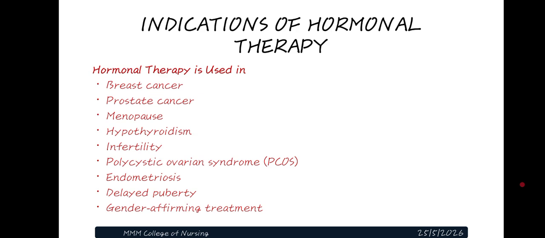Coming to indication of hormonal therapy. So the hormonal therapy is used in breast cancer, prostate cancer, menopause, hypothyroidism, infertility, polycystic ovarian syndrome, endometriosis, delayed puberty, gender affirming treatment. So the hormonal therapy is used in many medical conditions. Some diseases occur due to lack of hormones while others worsen because of excess hormones. For example, breast cancer may grow faster in the presence of estrogen, so hormone blocking drugs are used.